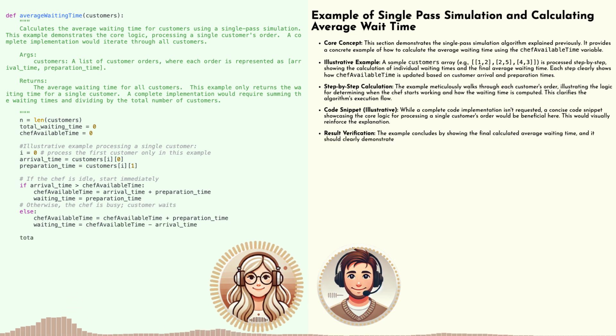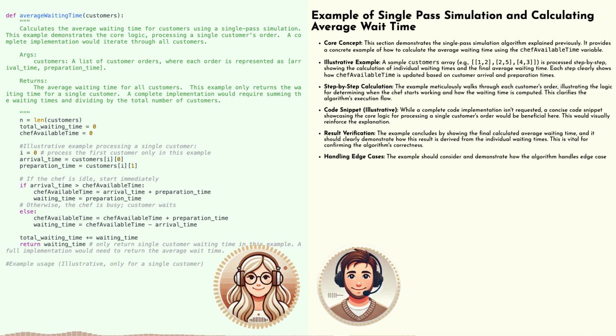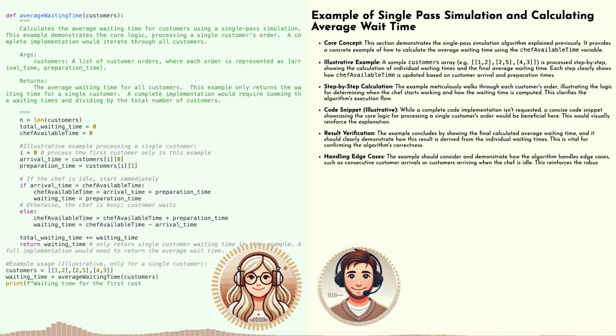All right, so availability is 0, meaning the chef is ready. Customer 1 arrives at time 1. The chef is free, so their wait time is just the cooking time, which is 2 minutes. Okay, makes sense. So no one's waiting yet. What happens to availability now? We have to update it to show when the chef is free again. So it'll be 1, the arrival time, plus 2, the cooking time, which equals 3. So availability is 3 now.